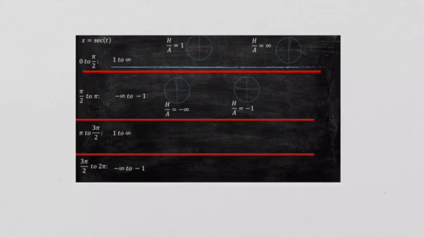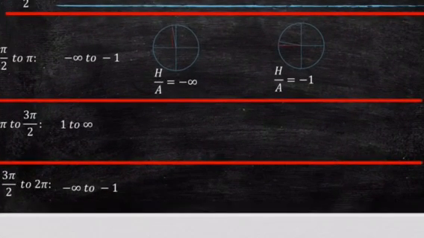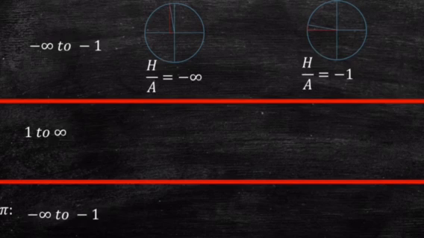Pi to 3 pi over 2 and 3 pi over 2 to 2 pi. Go ahead and pause the video and see if you can draw similar pictures that I've drawn for these first two examples to try to show that from pi to 3 pi over 2, the output's going to go from negative 1 to negative infinity, and then from 3 pi over 2 to 2 pi, it's going to go from positive infinity to 1. All right, hopefully you tried that out, and now let's see if we can draw it.